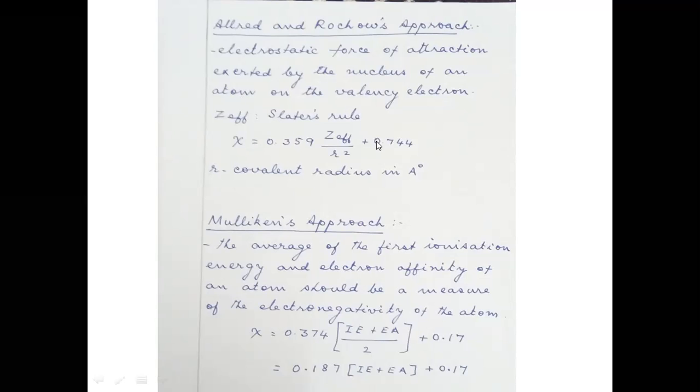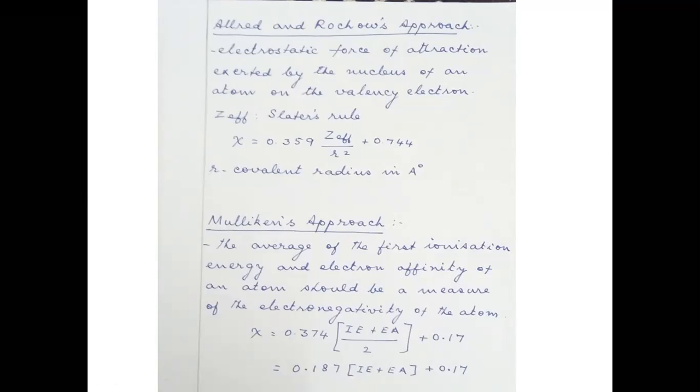Later on, I will teach you what this Slater's rule is. And he came out with an empirical equation: chi, the electronegativity, is equal to 0.359 Z effective, the effective nuclear charge, divided by r squared, plus 0.744. Here r is the covalent radius expressed in Angstrom units. This is Allred and Rochow's approach.